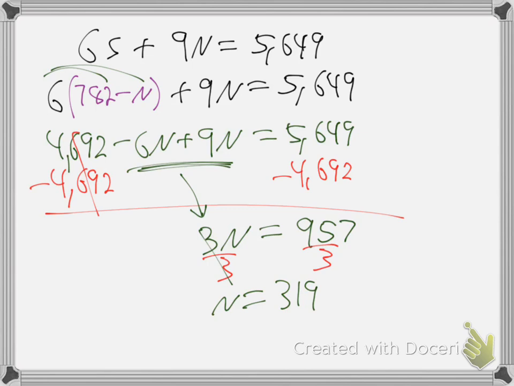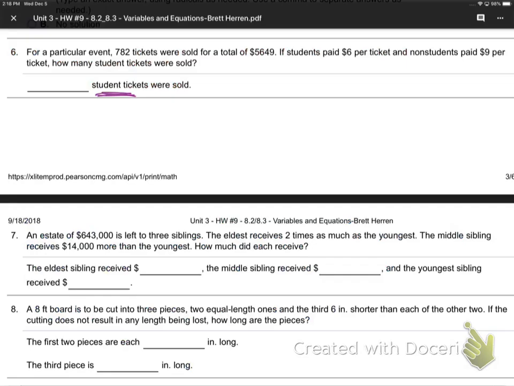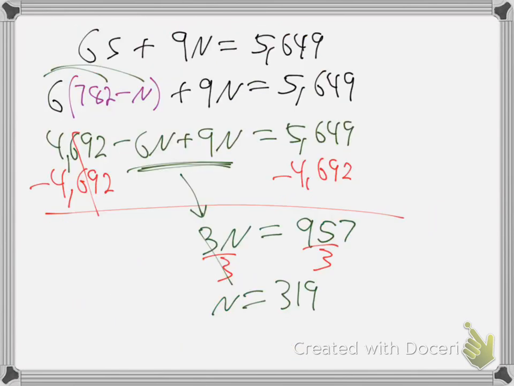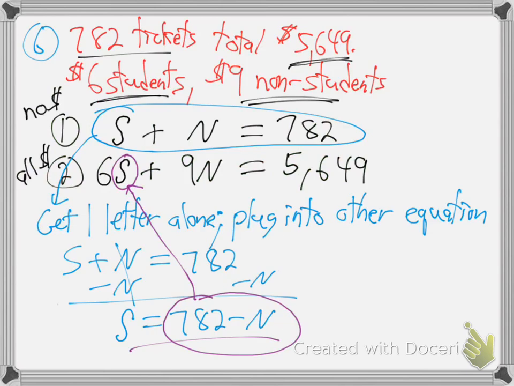Now, like Giselle was pointing out, I didn't do it the easy way. So now I got n, but they're asking me back here in the question how many student tickets. They want S, don't they? It's not a 5, that's an S. They want S. So how do I get S? I've got N is 319. How do I get S? What would be the easiest way?